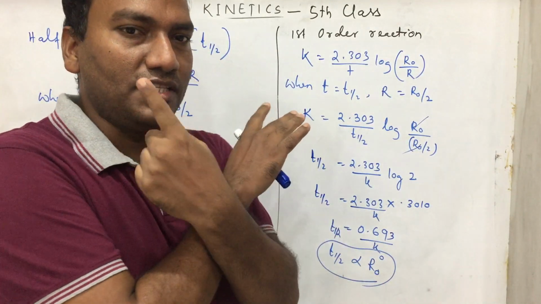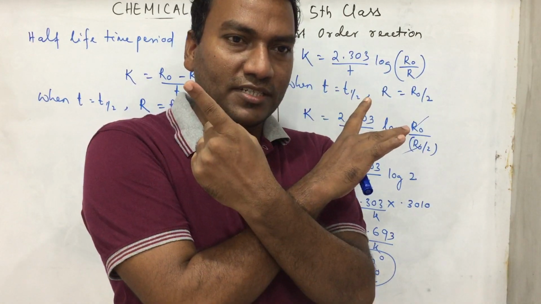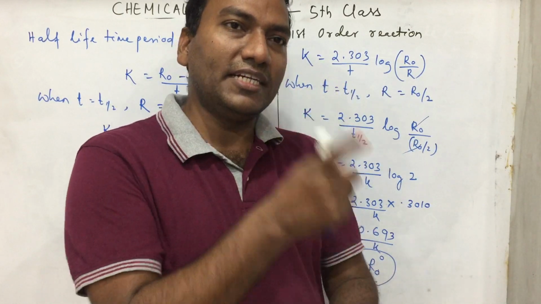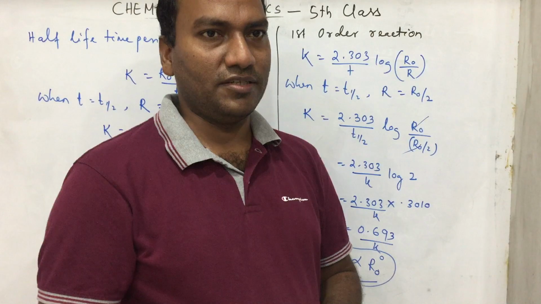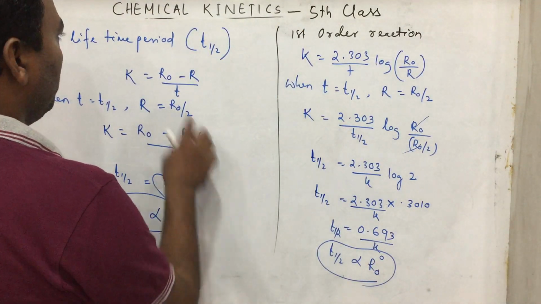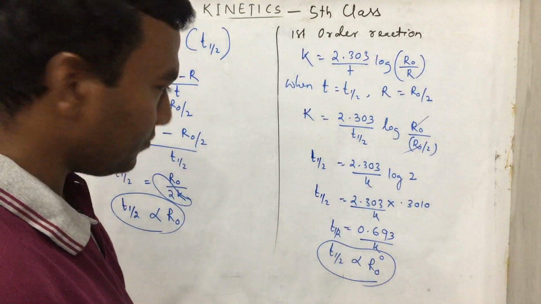Like this, zero order rate does not depend on concentration, but half-life depends on concentration. First order rate depends on concentration, but half-life does not depend on concentration. Clear? So you remember. So this is the expression for zero order reaction and for first order reaction.